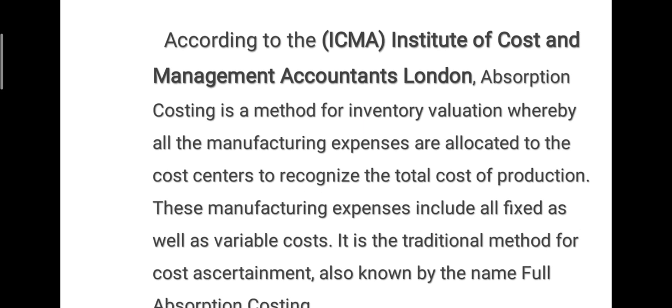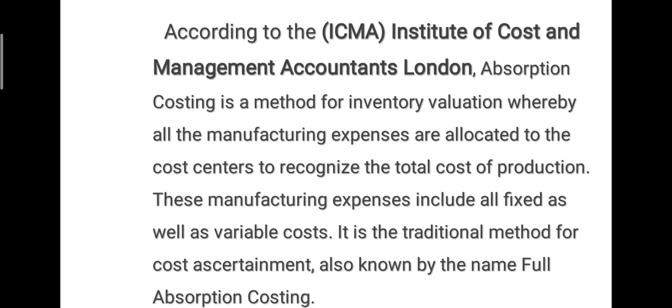After knowing the introduction and meaning, we will move on to the definition of absorption costing. According to the Institute of Cost and Management Accountants London, that is ICMA London, absorption costing is a method for inventory valuation whereby all the manufacturing expenses are allocated to the cost centers to recognize the total cost of production.